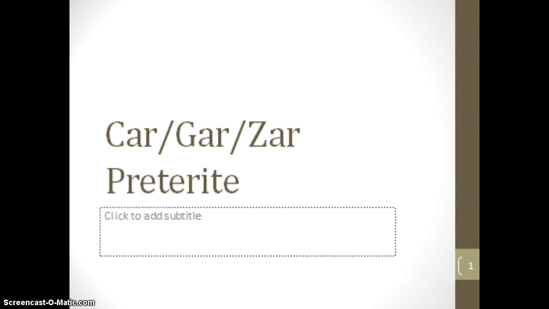Hola clase, today we're going to talk about Gar Zar verbs in the preterite. You might remember learning about Gar Zar verbs before. Really, they're easy. They end in gar and zar, so that's how you know what they are.